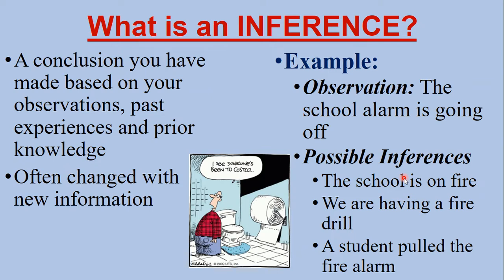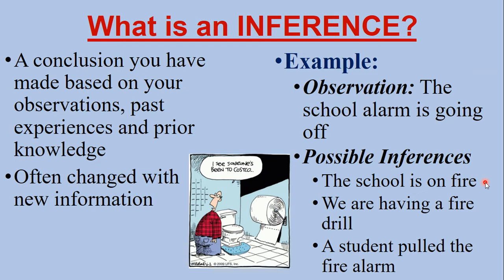Now, opposite of an observation is something called an inference. It's a conclusion you have made based on observations, past experiences, or prior knowledge. The thing about inferences is they change when more observations are made. So let's go through an example. I have right here the observation. The school alarm is going off. We can basically hear the alarm going off.